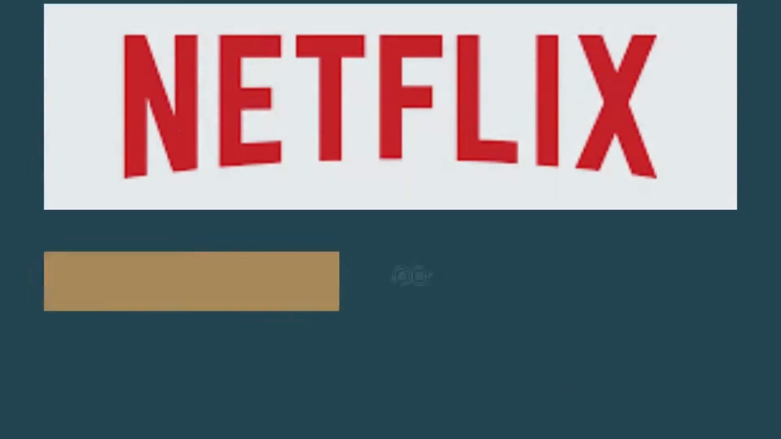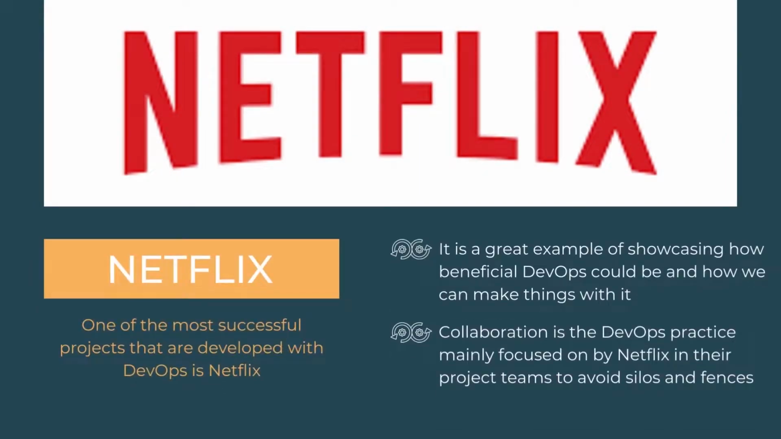Talking about the second case study, Netflix. One of the most successful projects that are developed with DevOps is Netflix. It is a great example of showcasing how beneficial DevOps could be and how we can make things with it. The testing and performance of the application have been working perfectly, as the back end of the application is tested later only. The comprehensive software process of the software application is only made during the release process. Collaboration is the DevOps practice mainly focused on by Netflix and their project teams to avoid silos and fences.